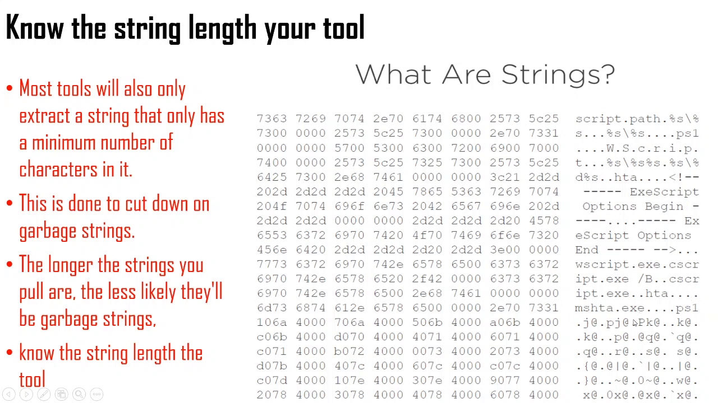For some reason, let me explain that at the end of this module, right? So know the string length. Your tool should know the string length. Most tools will only extract a string that has a minimum number of characters in it. This is done to cut down the garbage strings. As I said earlier, these are called garbage strings. They have to be cut down by using a minimum number of characters. The more strings you pull, the more likely they are big garbage strings. So know the string length of your particular tool.